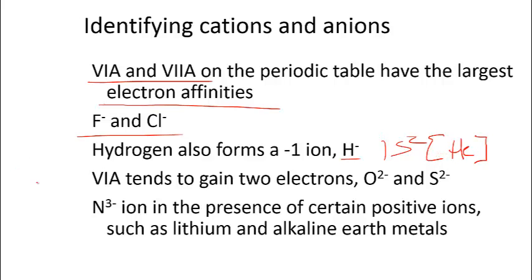An atom that is a member of 6A tends to gain 2 electrons, giving it an overall -2 charge. Examples would be O2-, an oxide ion, and S2-, a sulfide ion. Now, it's interesting, the electron affinity for nitrogen may be equal to 0, but it actually forms a stable N3- nitride ion in the presence of certain positive ions, such as lithium and other alkaline earth metals.